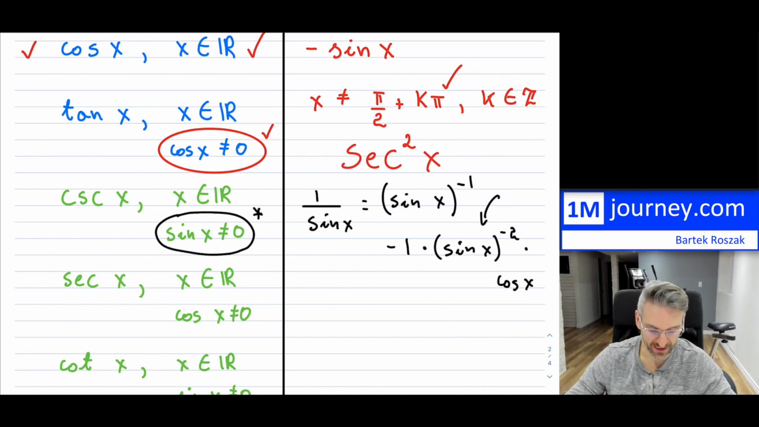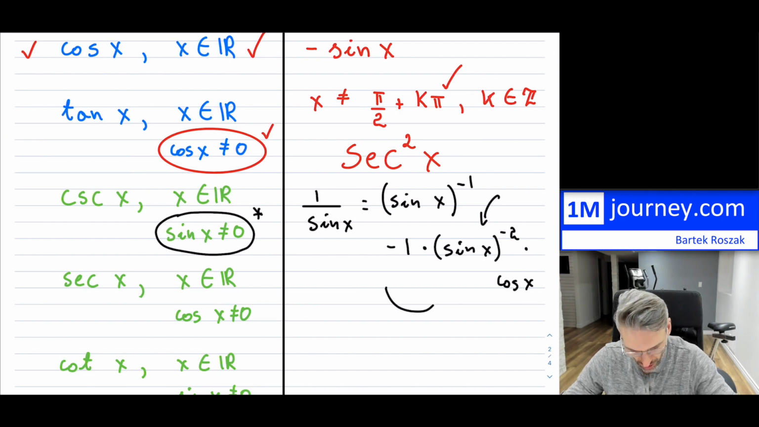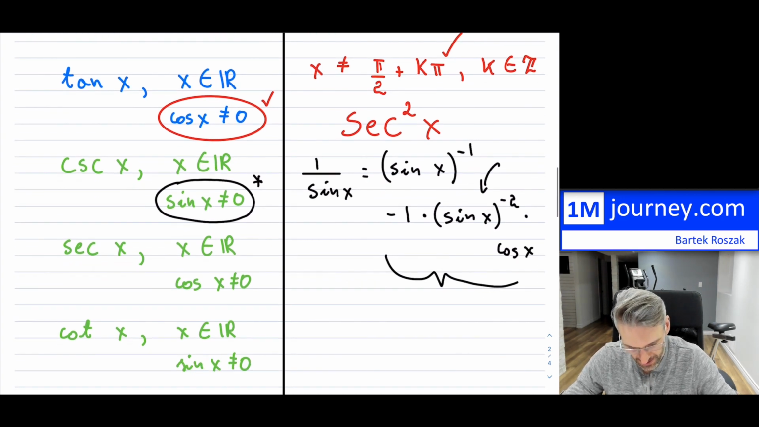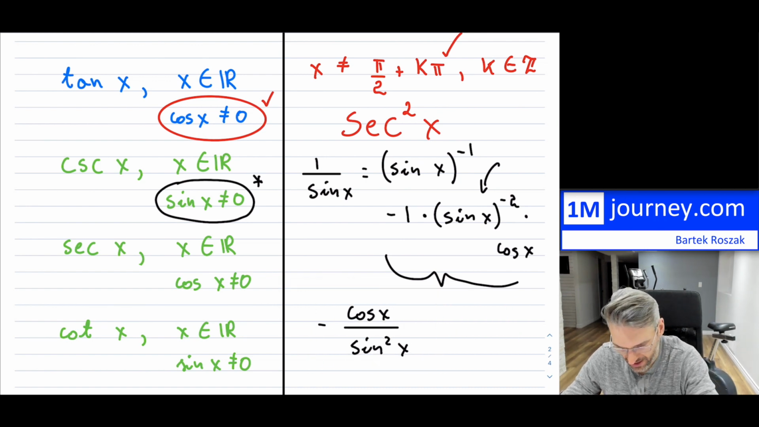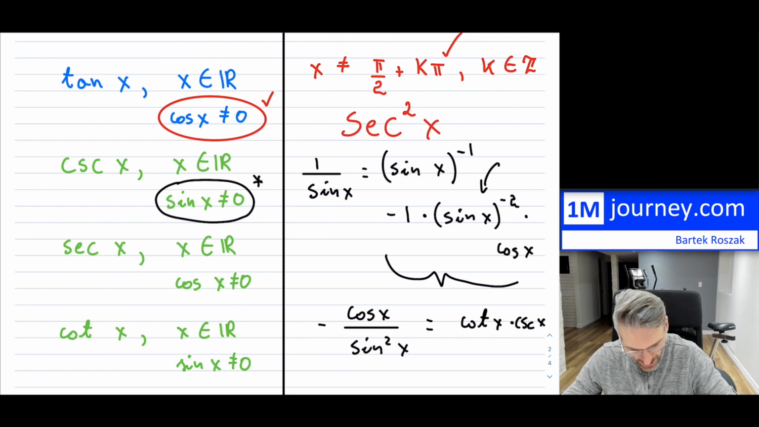Now, we don't like to write it this way, so we typically would write all of this as negative cos x all over sine squared x. That's what it equals. And most of the time, because now you have cos over sine, and cos over sine is cotangent, you'll write this as negative cotangent x multiplied by cosecant x. And that's how you can remember.